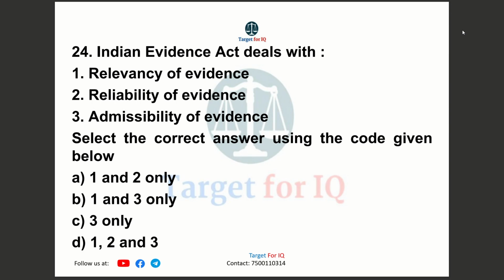Question number 24. Indian Evidence Act deals with 1, relevancy of evidence, 2, reliability of evidence, 3, admissibility of evidence. Select the correct answer using the code given below. Option A says 1 and 2 only, option B says 1 and 3 only, option C says 3 only, and option D says 1, 2 and 3. So the correct answer to question number 24 is option B, that is 1 and 3.